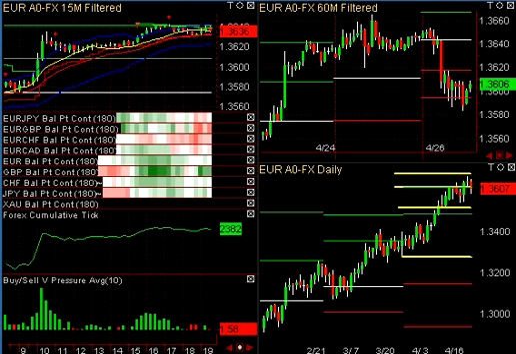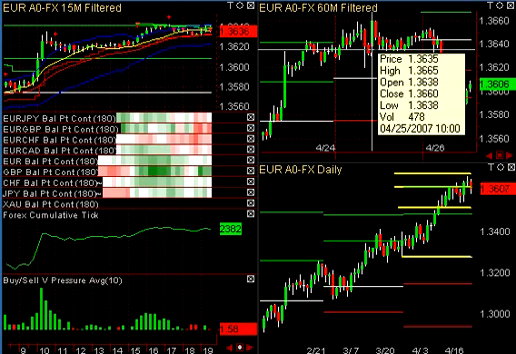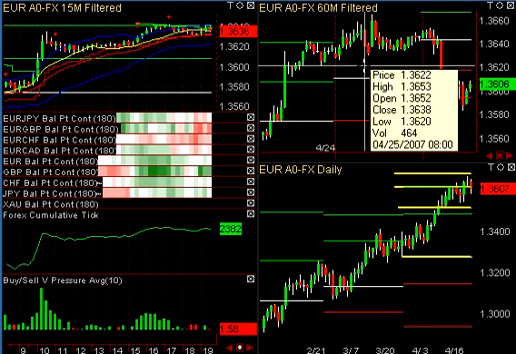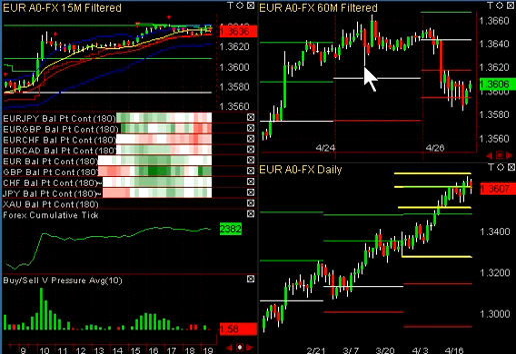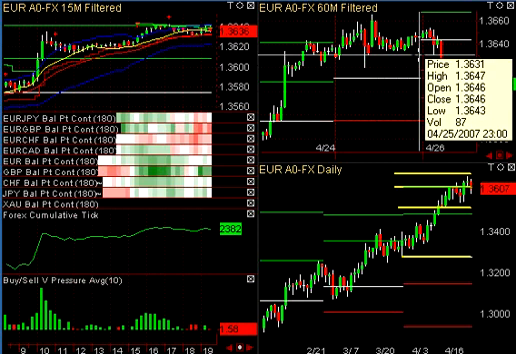For example, if we looked at the 60-minute chart, each of these areas right here between the lines represents one day. So we would take the high, which is right here on this candle, of 1.3665. We would take the low right here at this candle, 1.3620, and then we would look at the candle right at 2300 and find that close, 1.3646.